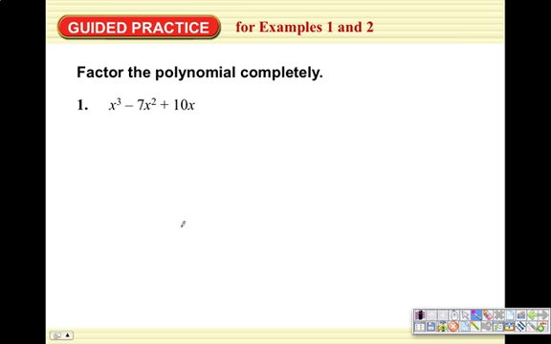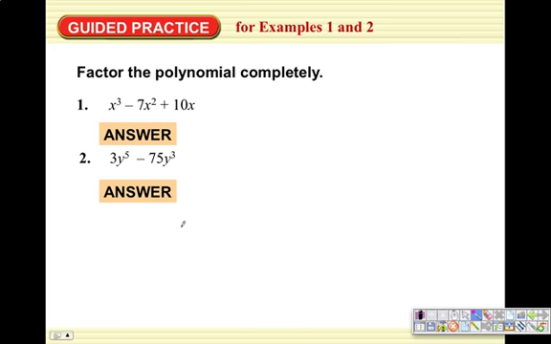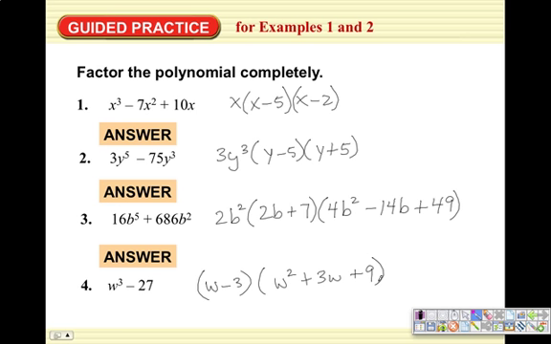Alright guys, try a couple examples for yourself. Look at number 1, try this, pause the video and try it. Okay, number 2, pause the video, try this one. Number 3, pause the video, try this one. And number 4, try that one. Okay, take a moment to check your answers to those 4 problems, and then we'll move on.